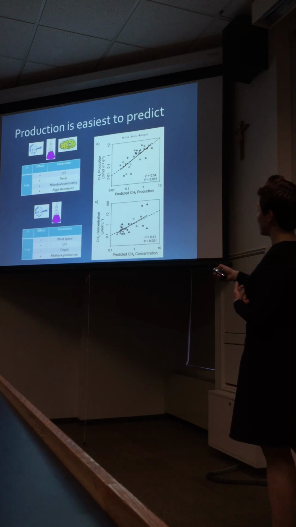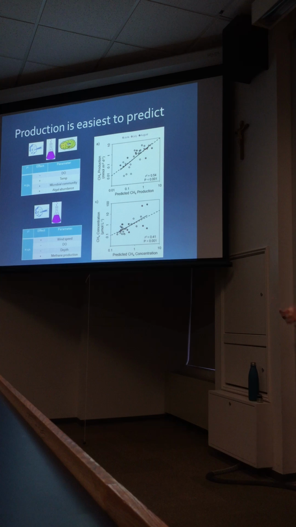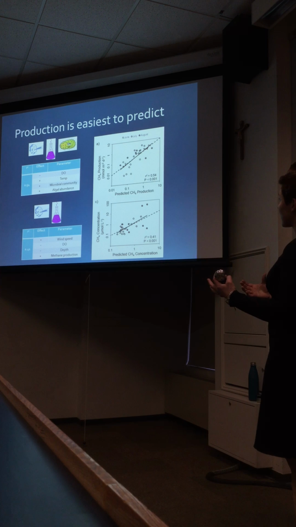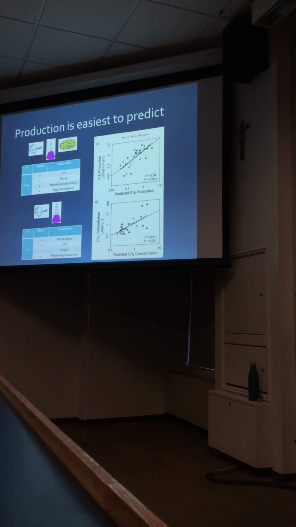So dissolved oxygen, or DO, had a negative effect. Again, remember how I told you oxygen tends to affect methanogens, or those organisms producing the methane, negatively. Also, temperature increased methane production, again, higher microbial processing rates.